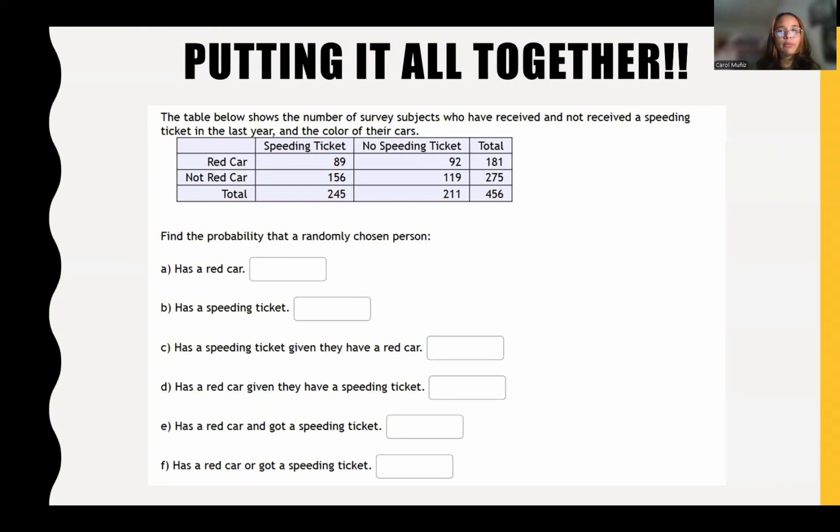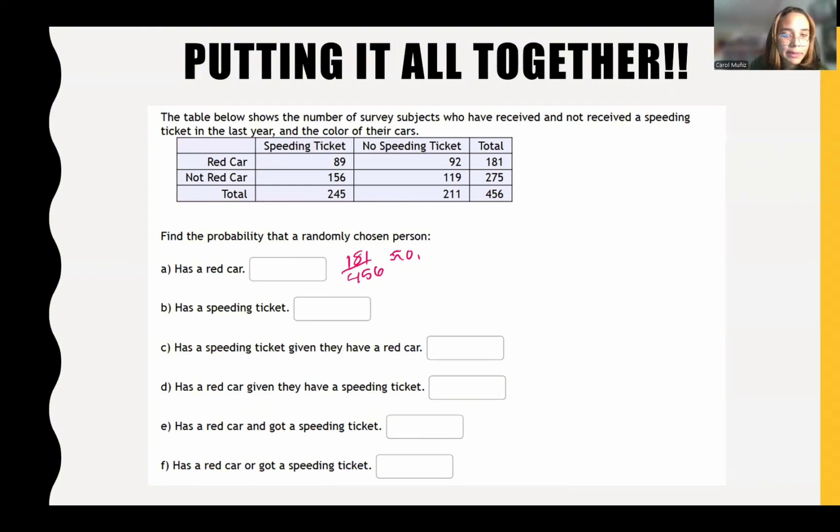Now let's put everything that we have learned together. The problem says the following. Find the probability that a randomly chosen person, A, has a red car. First, I'm measuring how many of these total cars are red. So my favorable outcome is that it is a red car. The total amount of red cars is 181, divided by 456 because those are the total amount of cars that were studied in this experiment. And 181 divided by 456 is approximately 0.40.